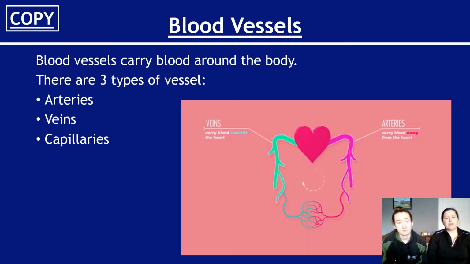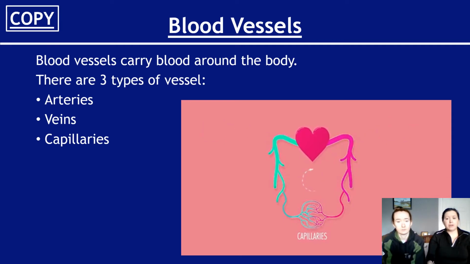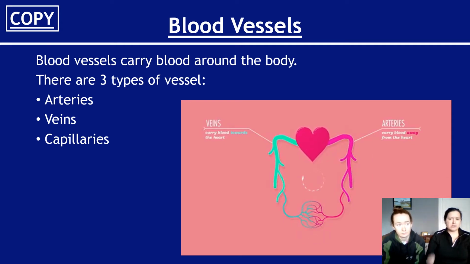Okay, so blood vessels are the tubes that carry blood throughout your whole body, okay? So this includes arteries and veins, but there's also a third type that you might not have heard before, which are called capillaries. Now, hopefully you have in your life heard of arteries and veins before, but they are just the tubes. That's their only job. They just carry blood throughout the body.